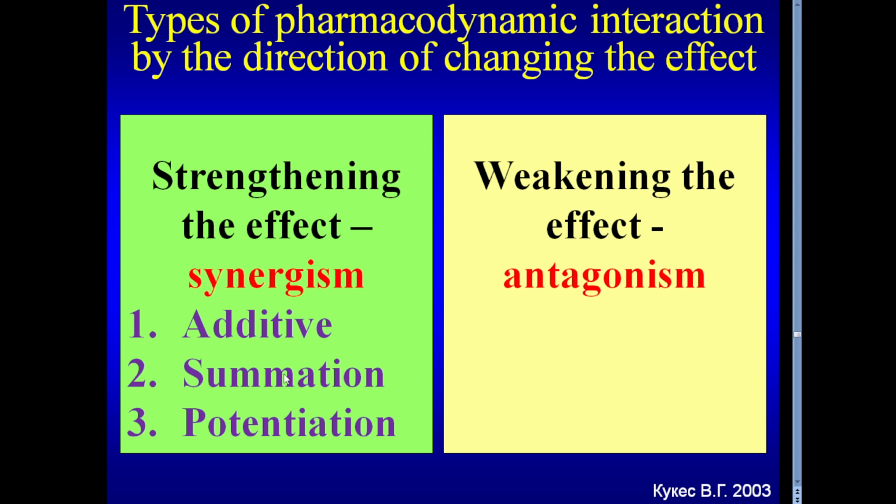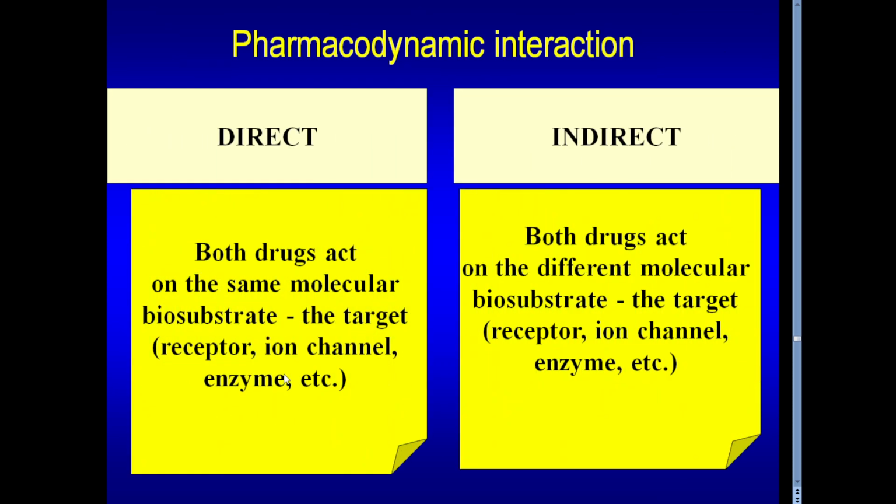And weakening the effect is antagonism. We distinguish several kinds of antagonism. First of all, there can be direct and indirect interaction. Direct pharmacodynamic or functional interaction is when both drugs act on the same molecular substrate, same target, or same receptor, or same ion channel, or enzyme, etc. If both drugs act on the same target molecule, this interaction will be direct. Indirect, if the drugs act on different molecular substrates or target molecules.